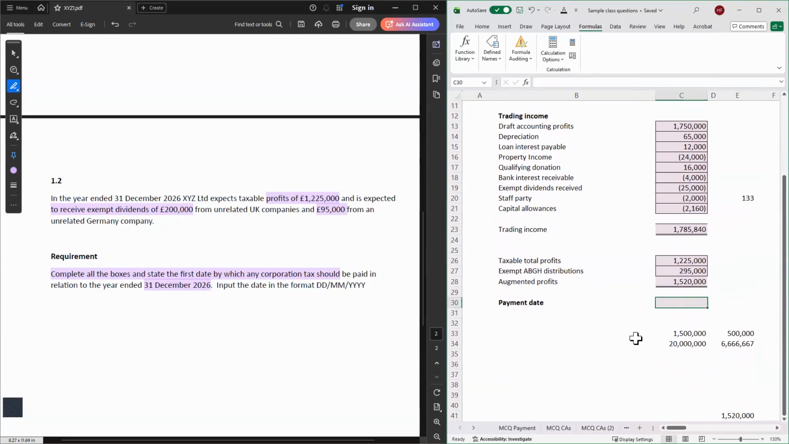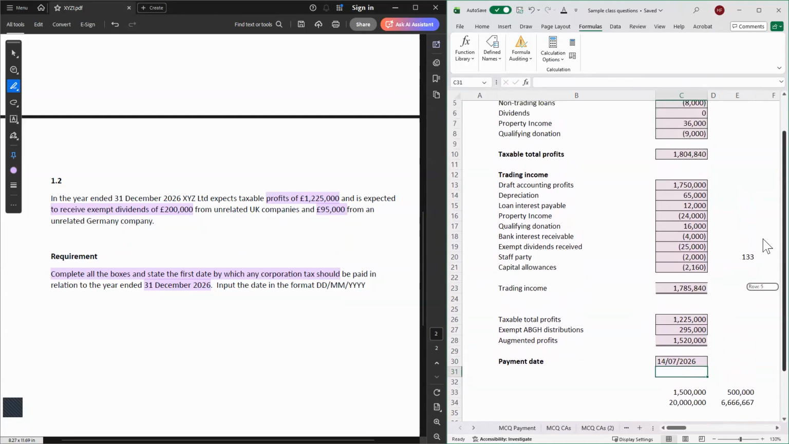The first instalment payment is due for large companies 6 months and 14 days after the start of the accounting period, so the 14th day of month 7. So month 7 would be July. So the first instalment payment date would be due on 14th of July 2026. So we've now completed all the boxes for XYZ Limited and we've calculated the payment date.